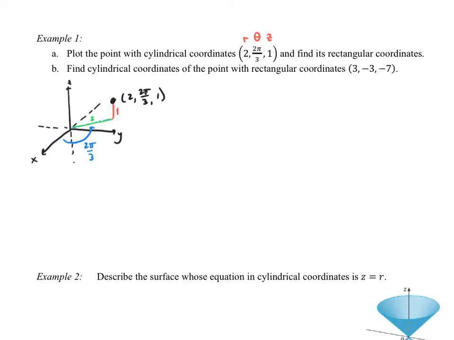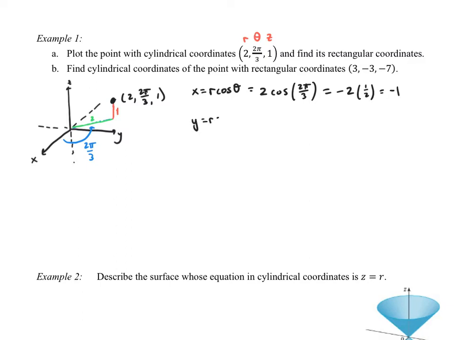Now we're going to convert this to rectangular or Cartesian coordinates. Again, we know that r is 2, theta is 2 pi over 3, and z is 1. So z is all done. It's always 1 in this problem. We have x equal to r cosine theta, which means we have 2 times cosine of 2 pi over 3. Be careful with this one, cosine of 2 pi over 3 is going to be negative 1/2. So we have 2 times negative 1/2, and that gives us negative 1. That's going to be our x component.